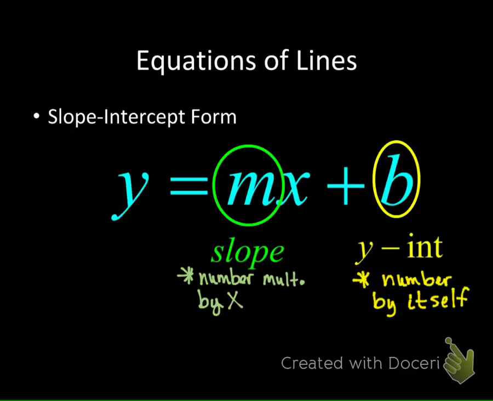If you have that down, this lesson will be a breeze for you. So if you always remember that slope-intercept form is y equals mx plus b, that slope is the number always multiplied by x, and that the y-intercept is the number that's always by itself, you will have no problem with this lesson. Okay?